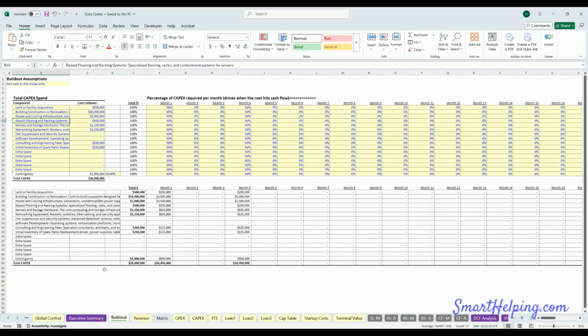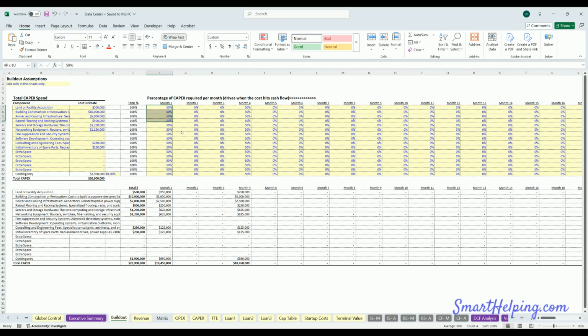Now let's get into the actual core assumptions. So first, build out tab. You can enter up to 15 different CapEx items. You enter the total cost of each item here. And then you can also do a contingency, which is just a percentage of this total. And there's your total CapEx.